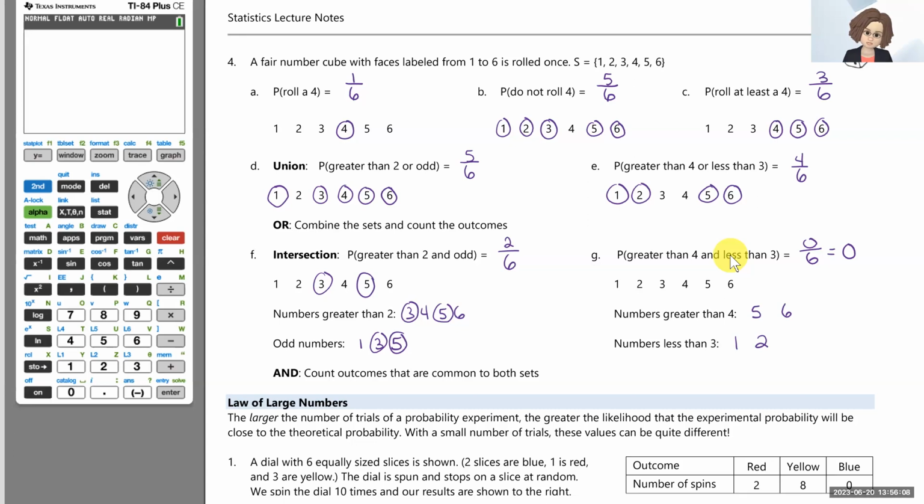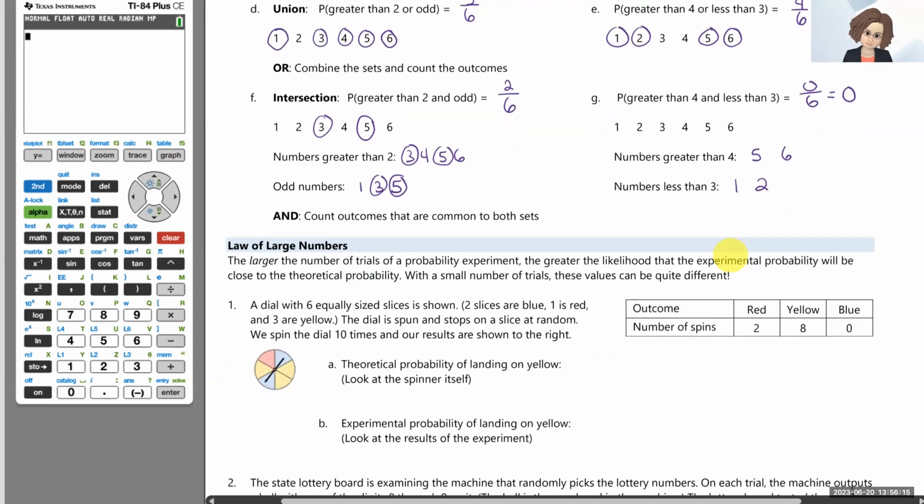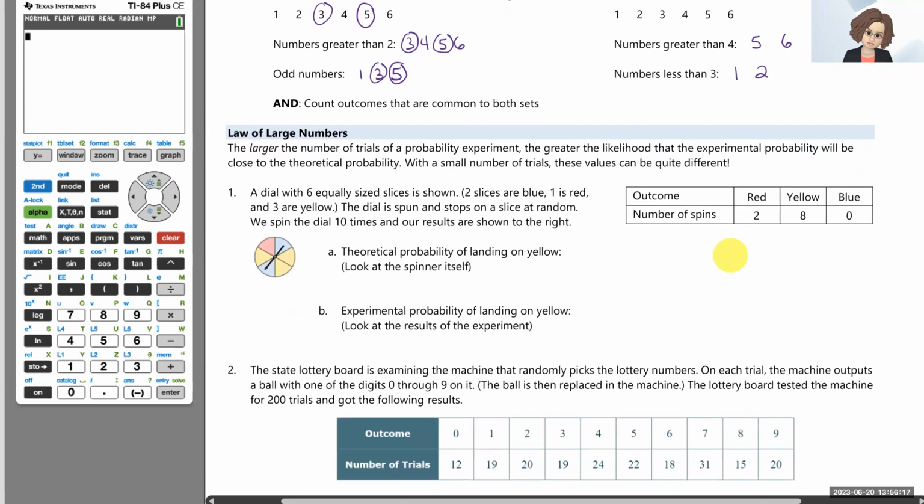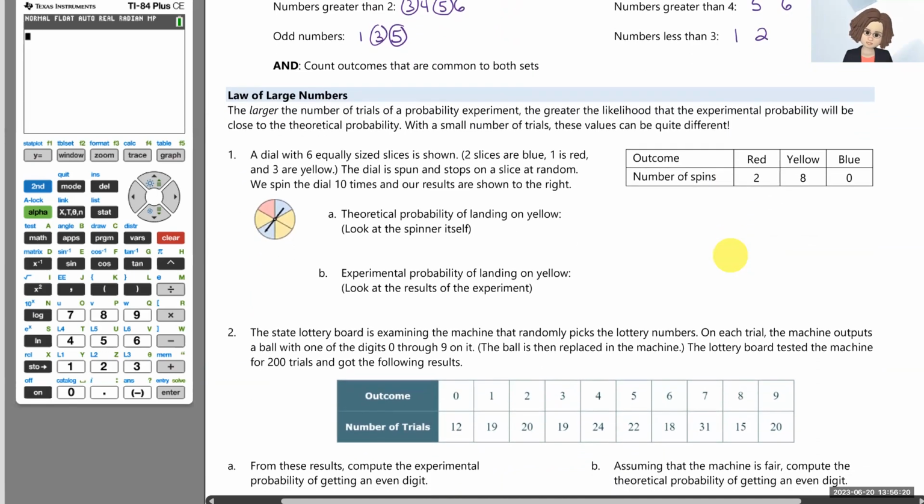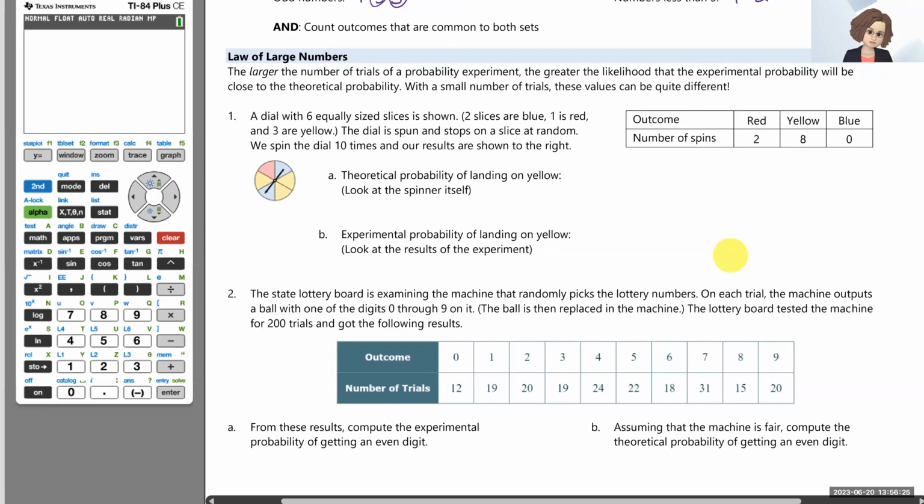All right, so that's just a little review there of union and intersection. And then let's go to what we call the law of large numbers, which is going to bridge our 2 types of probabilities together, the experimental and the theoretical. So the law of large numbers states that the larger the number of trials of a probability experiment, like spinning a spinner, the greater the likelihood that the experimental probability will be close to the theoretical probability.